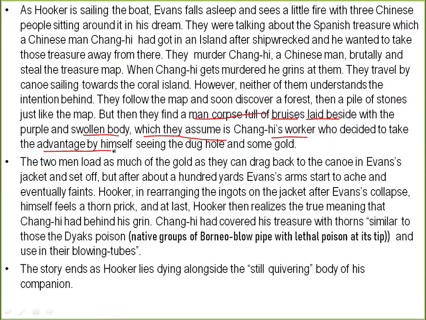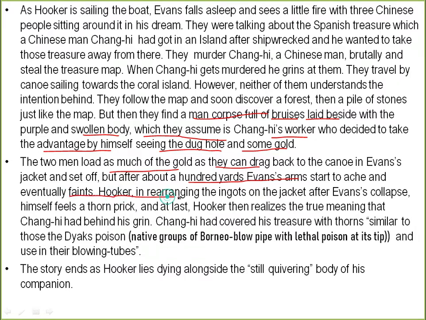Advantage of himself seeing the dug hole and some gold. त्यहाँ के हुन्छ, खनेको खाल्डो पनि देख्छन् र गोल्ड पनि देख्छन्. The two men load as much of the gold as they can drag back to the canoe in Ivan's jacket and set up. But after about 100 yards, Ivan's arm starts to ache. उसको पाखुरा दुख्न सुरु गर्छ. And eventually faints. Ivan faints हुन्छ.